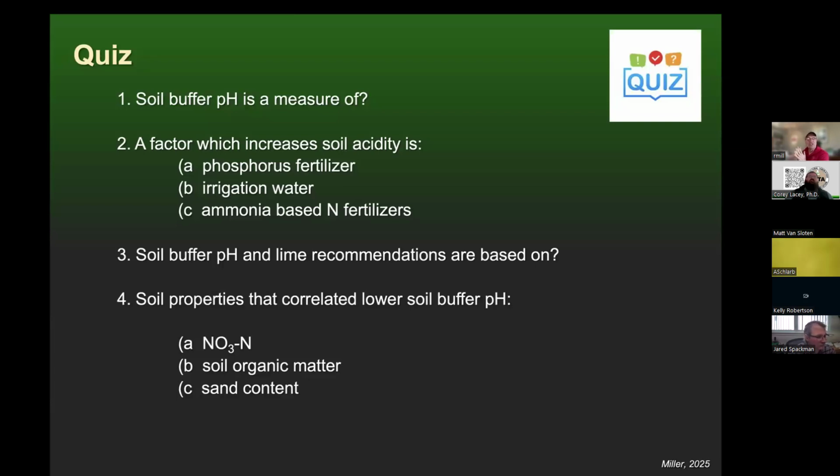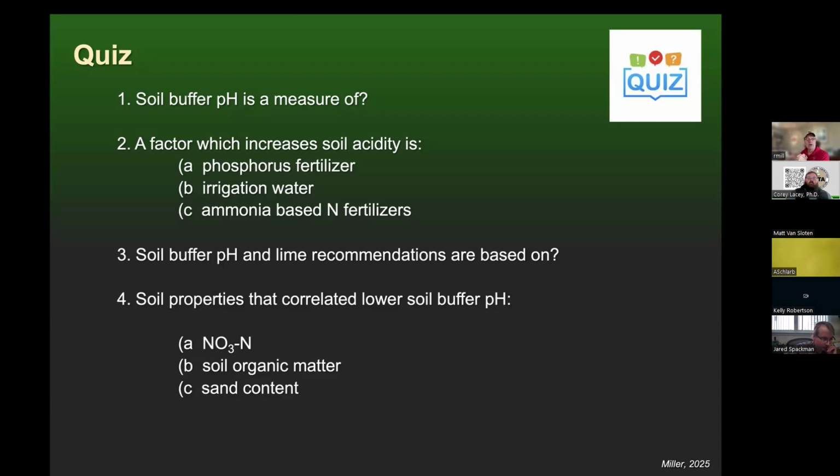So I'm going to start the morning with a pop quiz. Take out a piece of paper and just make notes. It's a very simple quiz, 4 questions. The first one: soil buffer pH is a measure of. Put down your answer. Second question: a factor which increases soil acidity is phosphorus fertilizer, irrigation water, or ammonium-based fertilizers. Write down your answer. Pick A, B, or C.